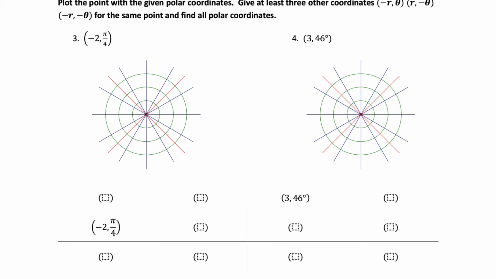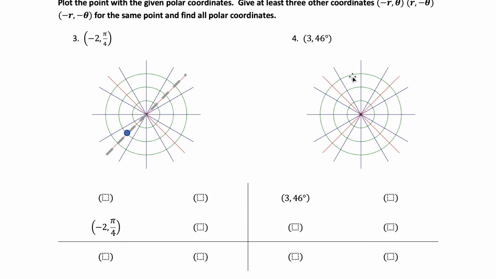Okay, for questions 3 and 4, we're being asked to plot the given point, then find the other coordinates for it. So basically the positive, positive, positive, negative, negative, positive, negative, negative, and then an equation for all possible polar points. So if we start off with number 3, here we're going to first find pi over 4. So that's this one. Remember, we extend it in both directions. And then because it's negative 2, I'm going to go in the opposite place. So I'm going to go down 1, 2, and there's going to be my point right there.